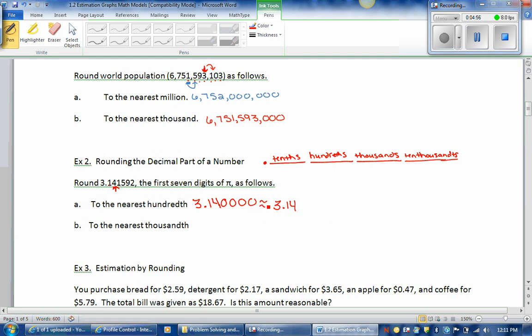Let's try the next one, to the nearest thousandth. We need to find the thousandths place: tenths, hundredths, thousandths, that 1. Everything to the left stays the same. We look to the right of the 1, which is 5, which means that 1 is going to get bumped up to a 2. Then we can replace with zeros, but again, we don't need them, so we can just write it like this.